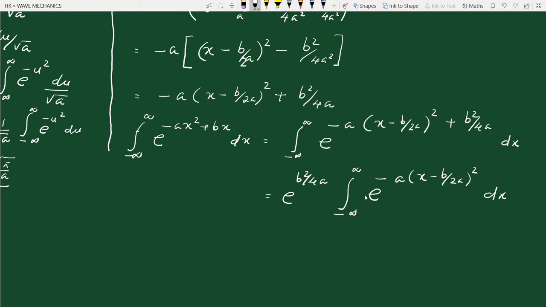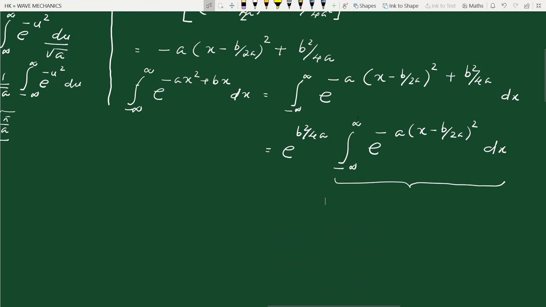Okay, now we need to evaluate this integral. This is just like the previous integral that we have done. So what we have to do is put x minus b by 2a equal to u. Then dx is nothing but du. So this integration, with the constant term, becomes the integral of e raised to minus a u square du.